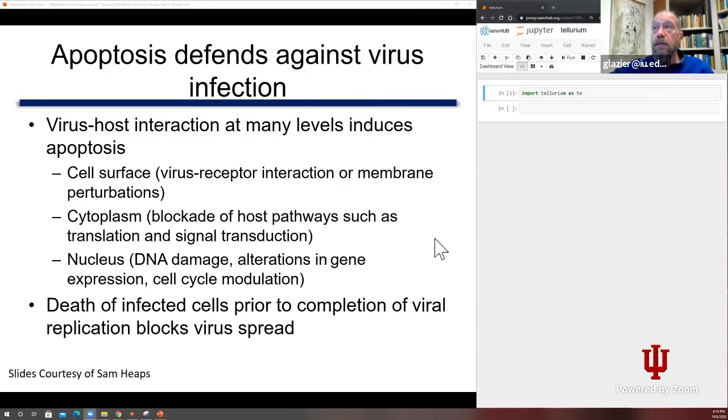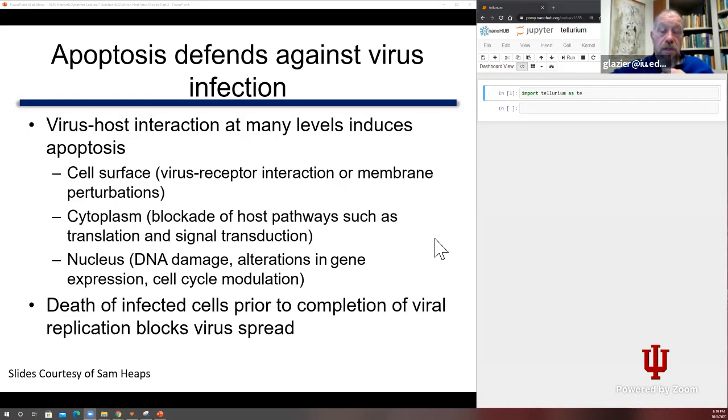And so apoptosis, fundamentally, when the cell dies, it's not producing any more virus, so it reduces the amount of virus in circulation. It also then signals that are inflammatory, promote the immune system response.